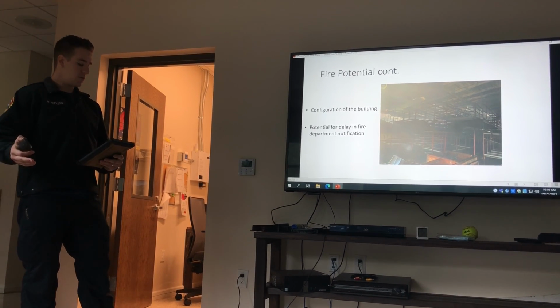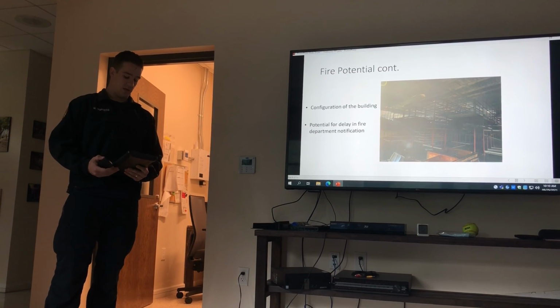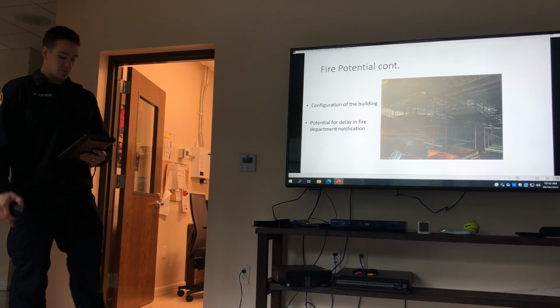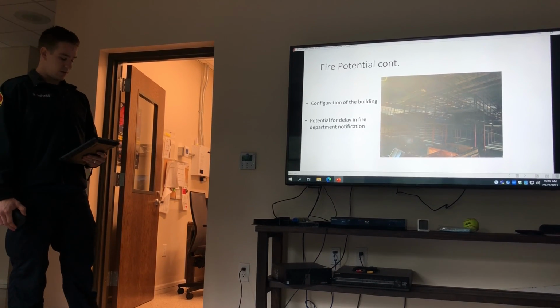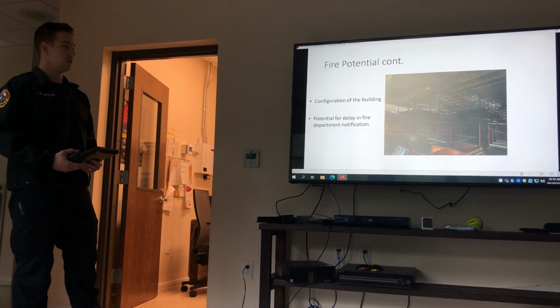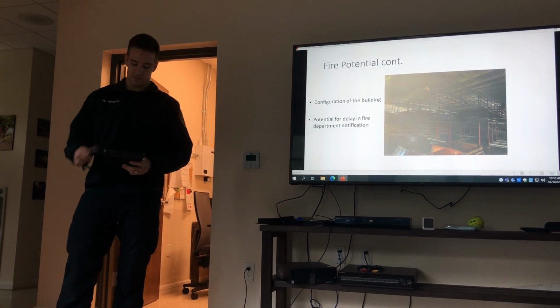Buildings located in high crime areas, lack of functioning detection systems, so whether or not that's going to alarm and allow people to be notified. Security measures such as boarded up windows and fences. So all these things are going to add to possible delays in these fires, and they could be potentially growing to a large extent before we're even notified.